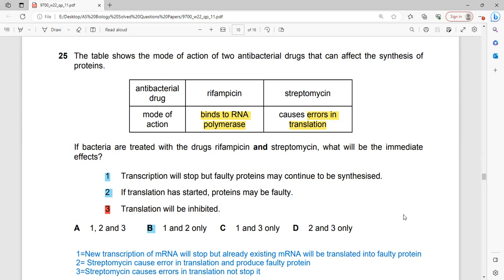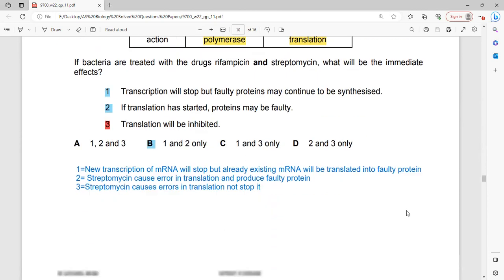But the translation will be inhibited, that's the wrong option. Why? Because streptomycin is only making errors in the translation. So that's why it is the wrong option. Our correct option is 1 and 2 only.